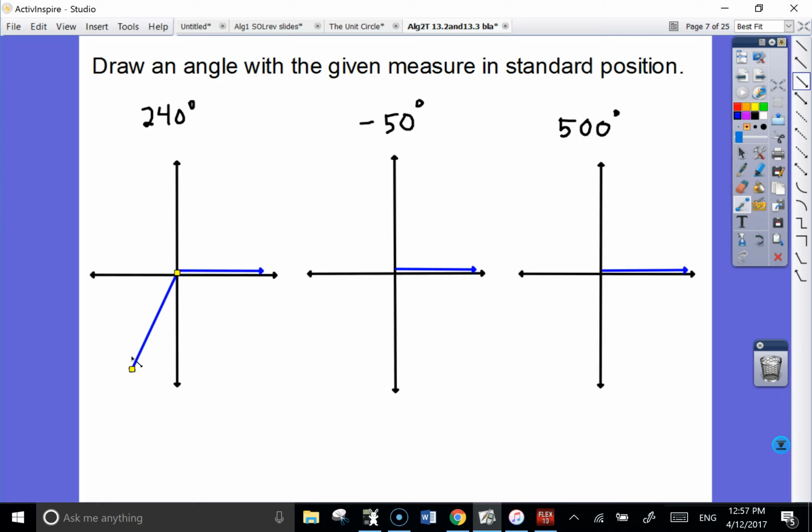Which quadrant are we going to be in? Negative 90 would have been straight down. It's not that far down, so it's a little bit more than halfway. How about 500 degrees?